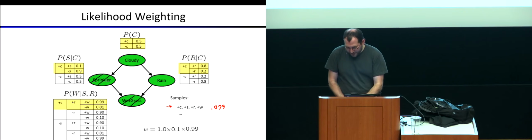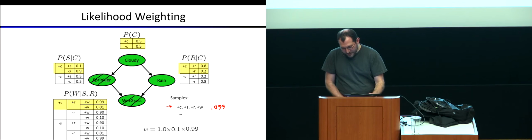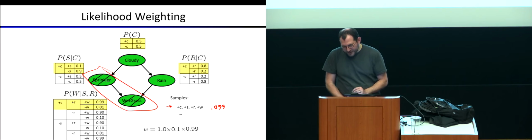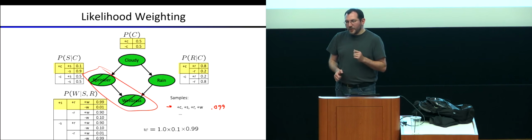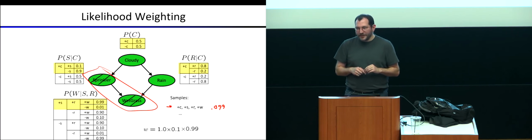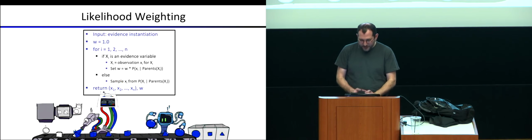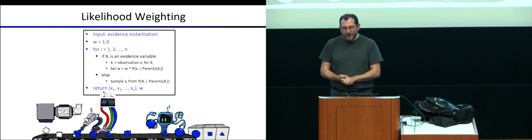And why do these samples have weights? These samples have weights because the nodes that I rigged only had a small probability of actually having the chips fall the way I needed them to. And that probability needs to be captured somewhere, and that's captured in the weight of the sample. So here's the algorithm for likelihood weighting, and then we'll look at its properties.